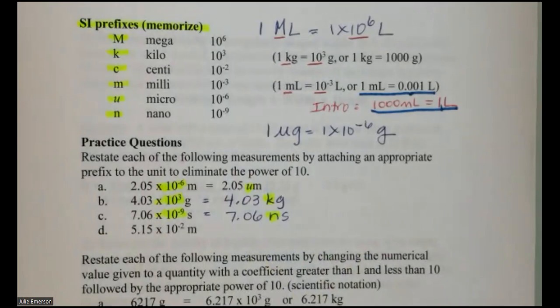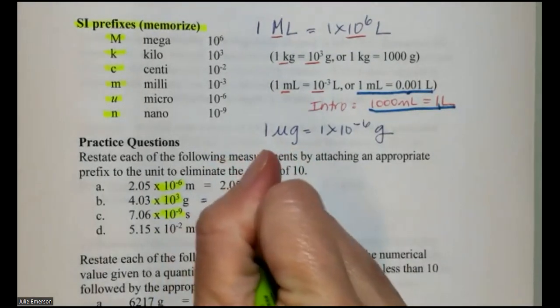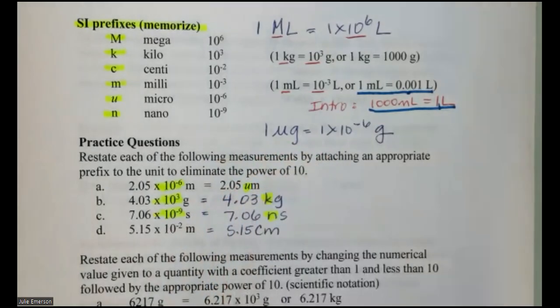All right, and then the last one is 5.15 times 10 to the negative 2. 10 to the negative 2 is centi. All right, so that would be the same as 5.15 centimeters.